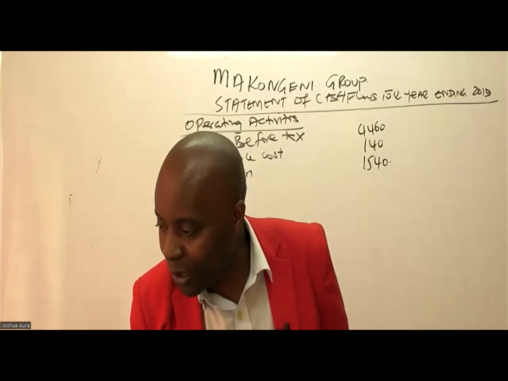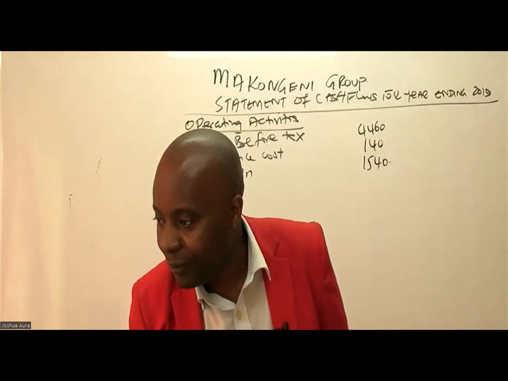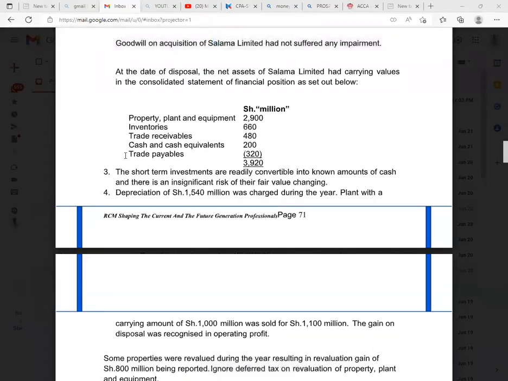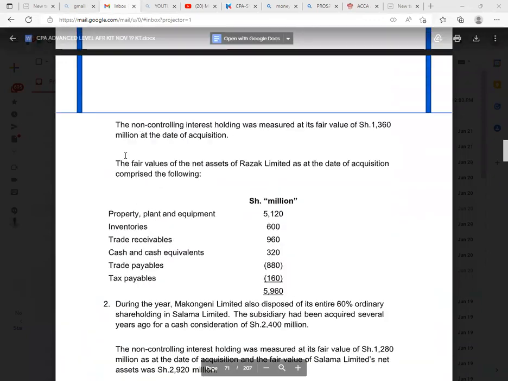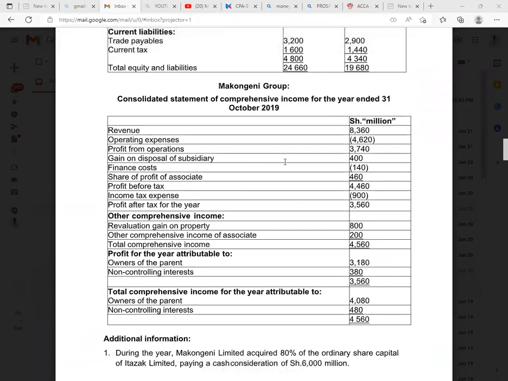Do we have any gains, like gain on disposal of assets, gain on disposal of subsidiaries, or losses? If I look at this financial statement up here, I can see gain on disposal of subsidiary. Are you able to see the 400?